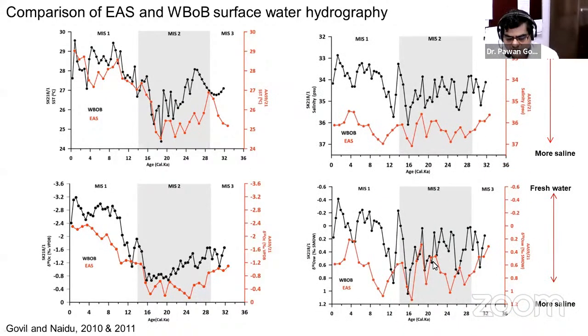When we compare with the delta 18O of seawater results from both the basins, again, the difference of delta 18O of seawater in both the basins is really large. But during the time period of LGM, it is not differing at all. I mean, they are very much the same. So this is saying that during the northeast monsoon intensity, during the LGM, you have low saline water entering into the Eastern Arabian Sea.